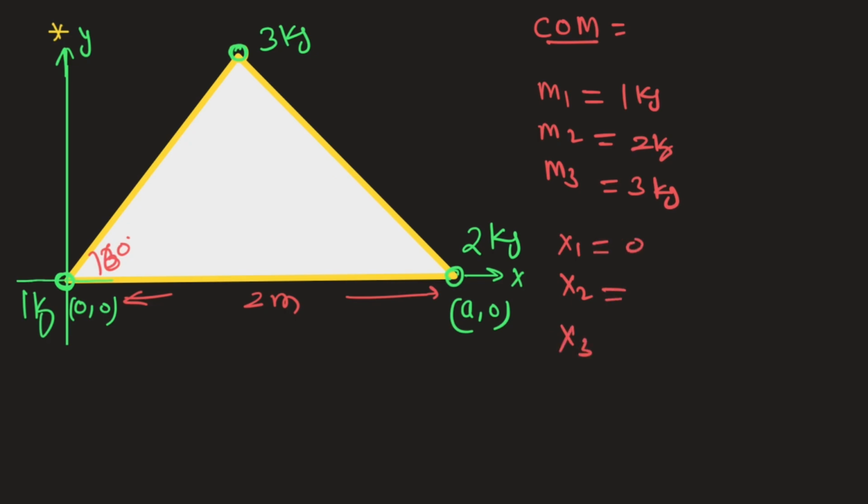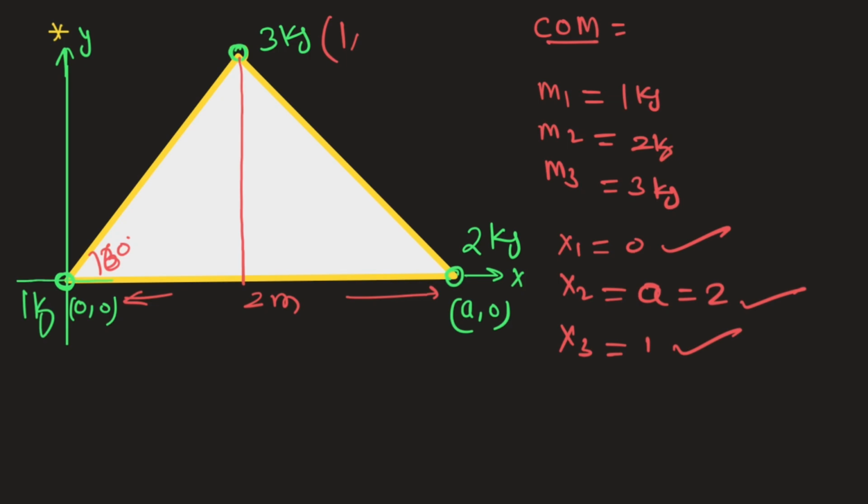Right. Now I need to write x1, x2, x3. x1 is 0, x2 is a, and x3 I need to calculate. x3 will be equal to 1, and the value of a is equal to 2. It means x1 is 0, x2 is 2, and x3 is 1.